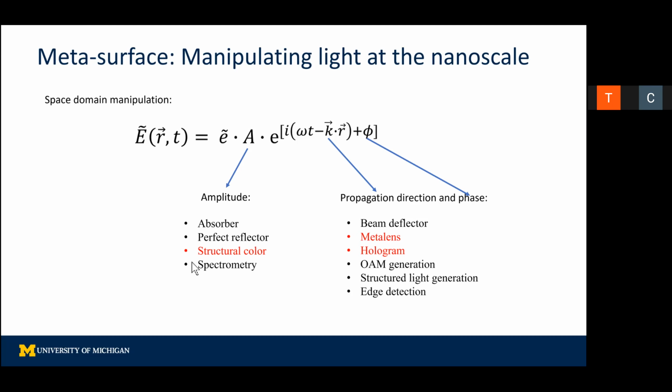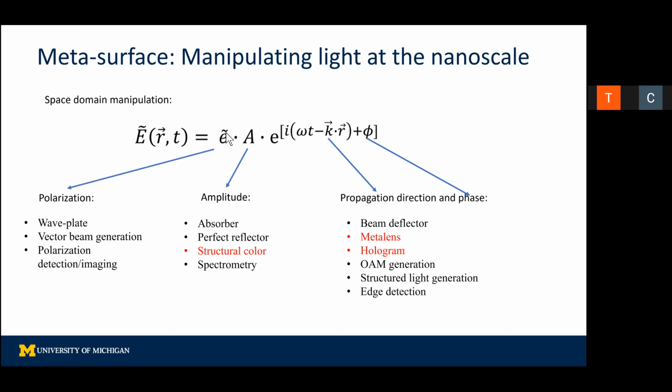Another very useful domain is called the structural color. I will also mention this later. Another thing you can modulate or manipulate is the E, which corresponds to polarization. You can do something like a wave plate or vector beam generation, or you can detect those polarizations or image the polarizations. Overall, there are many manipulations you can do, not just the phase. And this is just in the space domain. I will later mention what we can manipulate in the time domain.